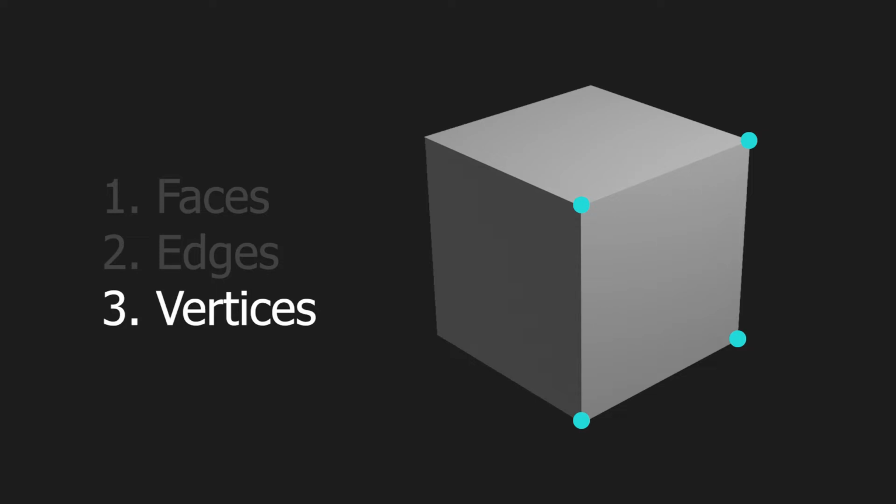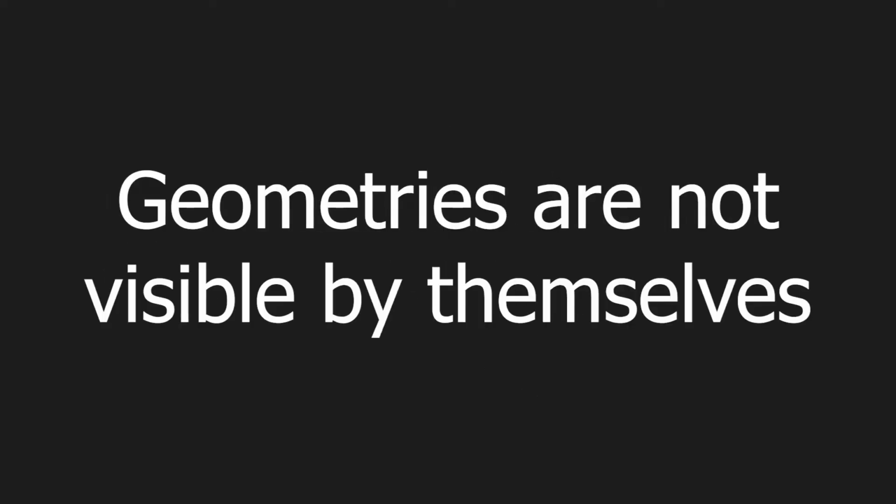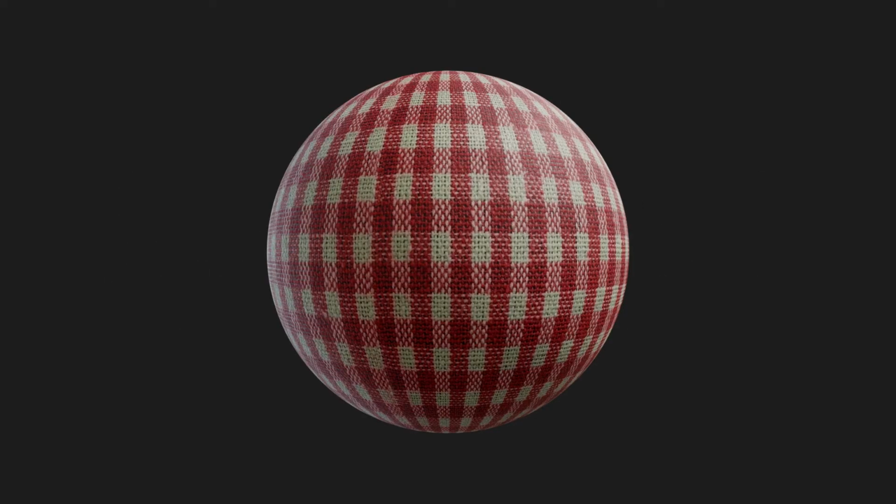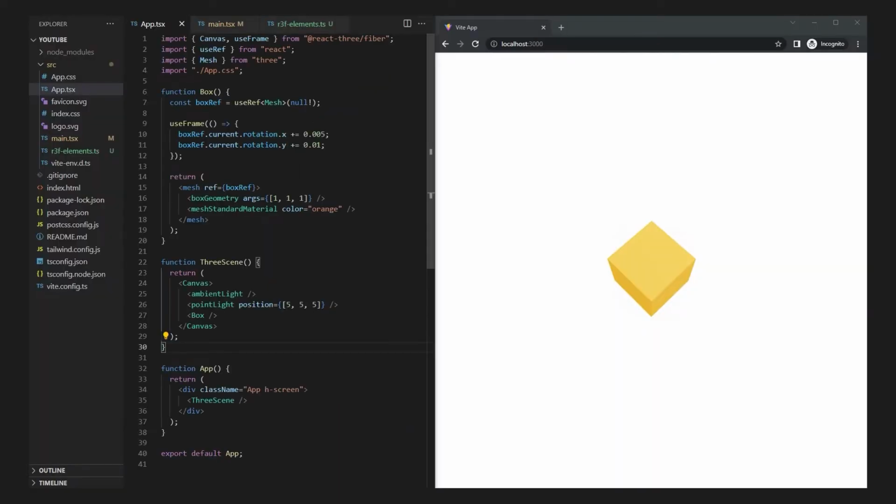For demo purposes, we used this cube, but actually, geometries are not visible by themselves. They need to be made of some kind of material, just like in real life. If this doesn't make sense to you, then ask yourself if you've ever seen an object that's not made of some kind of material. Now to make things visible in the browser, we will keep using our orange mesh standard material. In another video, we will dive deeper into materials themselves.